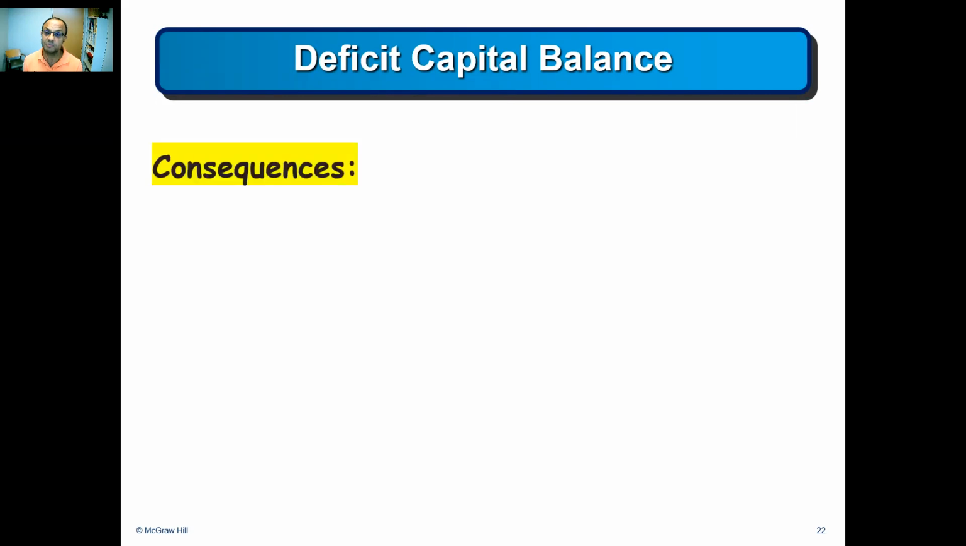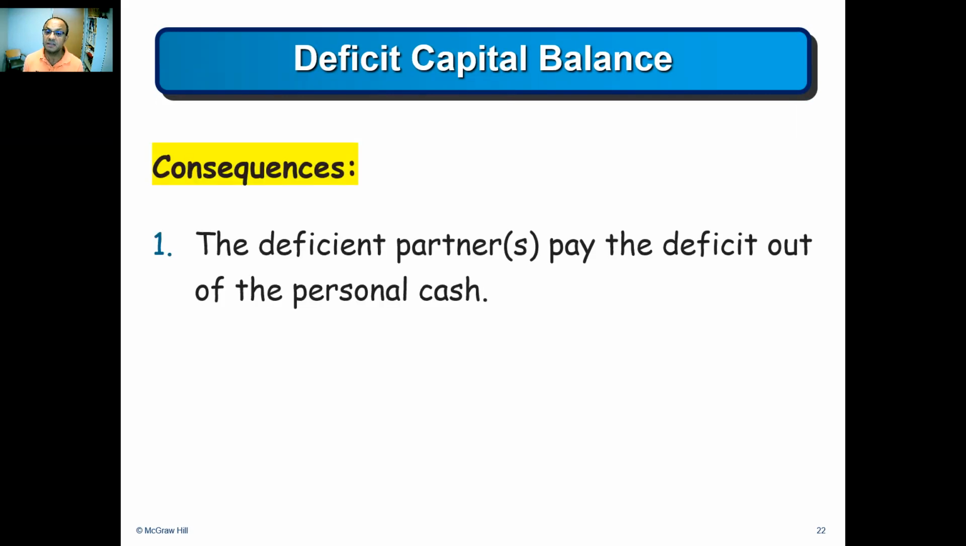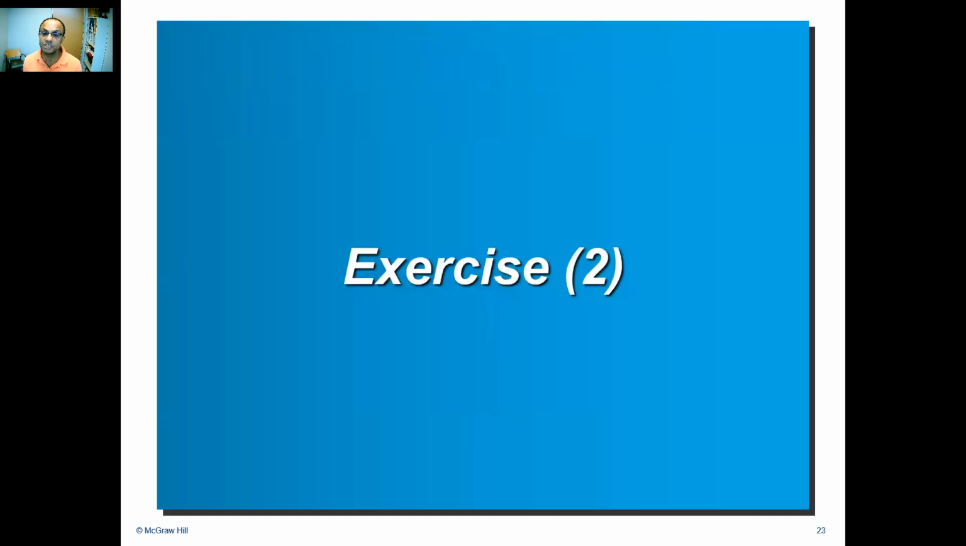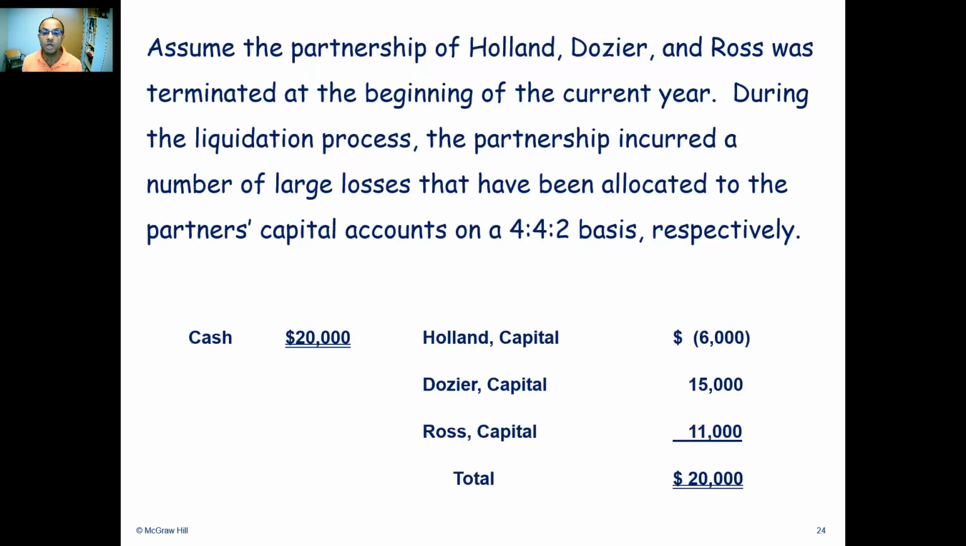So what are the consequences of this deficit capital balance? One of two things might happen. First, the deficient partner might pay his deficit out of his own personal cash, or the remaining partners might absorb this deficit balance from their own capital balances. So let us have an example to go through one situation at the liquidation, where a company has three partners, Holland, Dozier, and Ross.